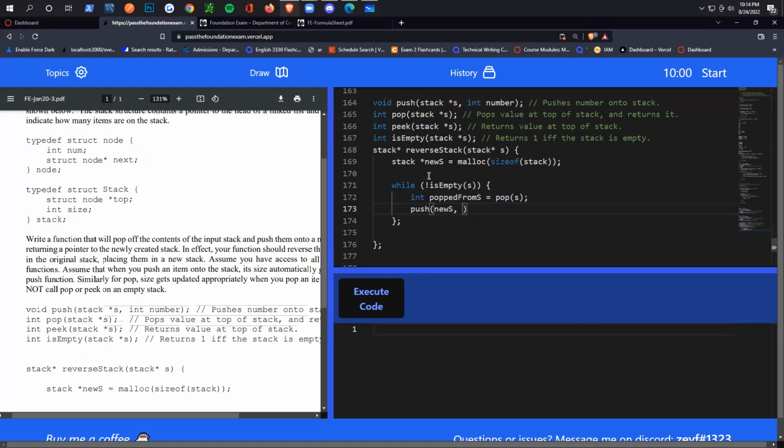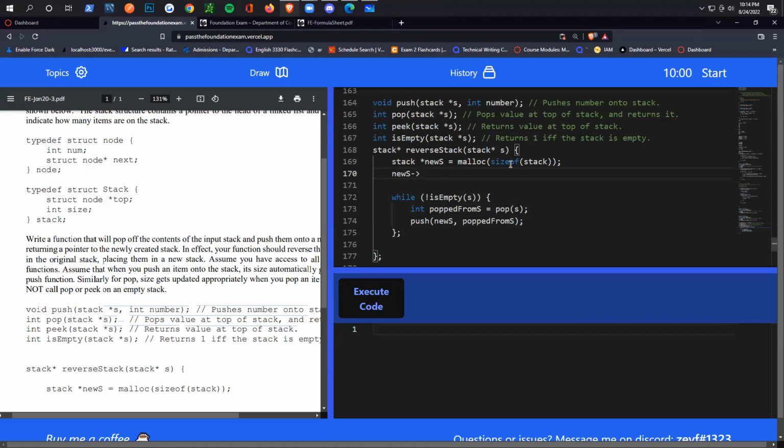Oh, and by the way, there's some things that I forgot, but I'll do that in a minute. So new S, and now we're gonna have to push on what we just popped off from the other stack. So what did I forget? Notice how they don't give you an initialization function, so you're just gonna have to initialize it yourself. So for example, new S, what does it give us?